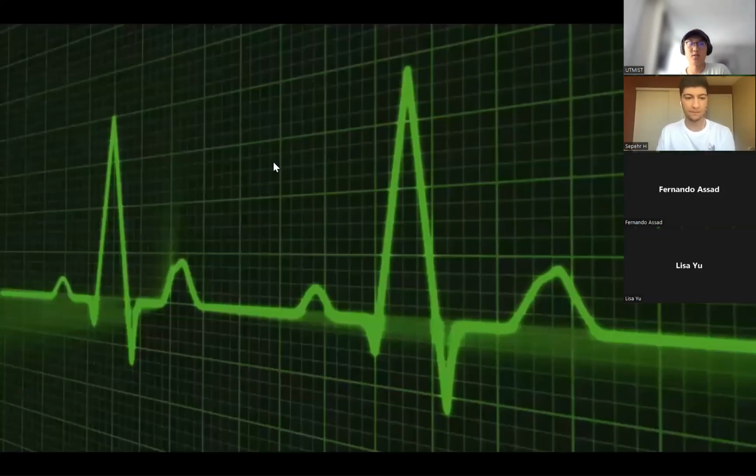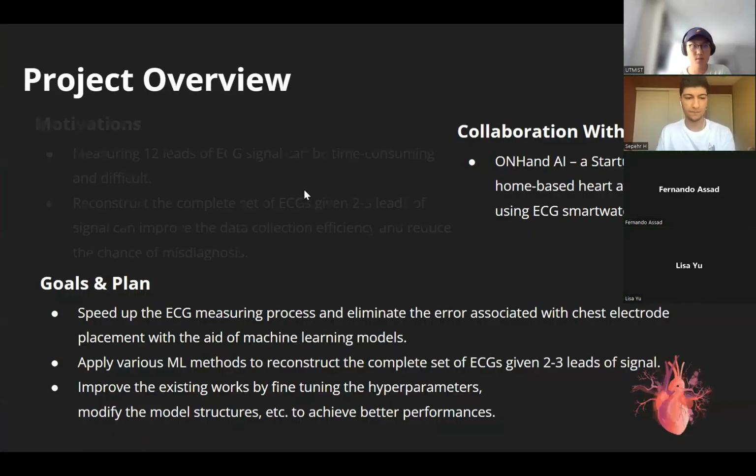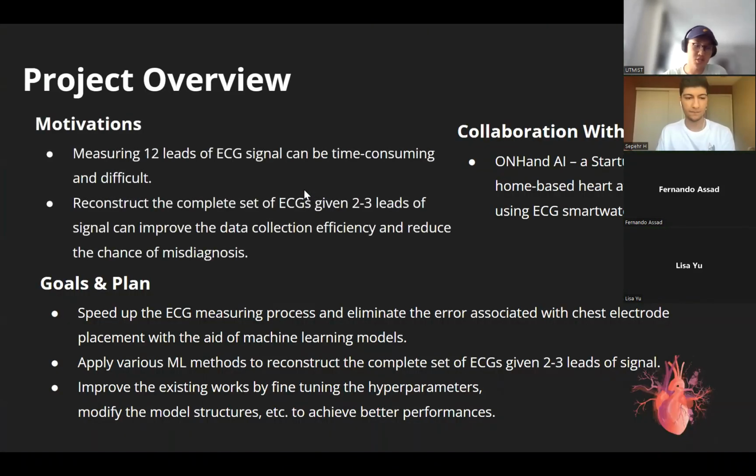The final project that has been carried on from previous year is the 12-lead ECG reconstruction project led by Yan. Unfortunately, she is also not here in this meeting, so I'll do the sharing for her. But basically, ECGs are in full called electrocardiograms. They are an essential first-line tool in the diagnosis of many different types of heart conditions.